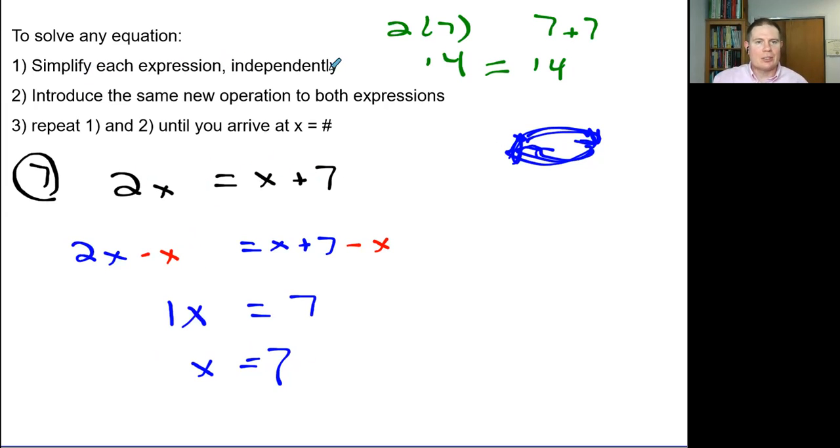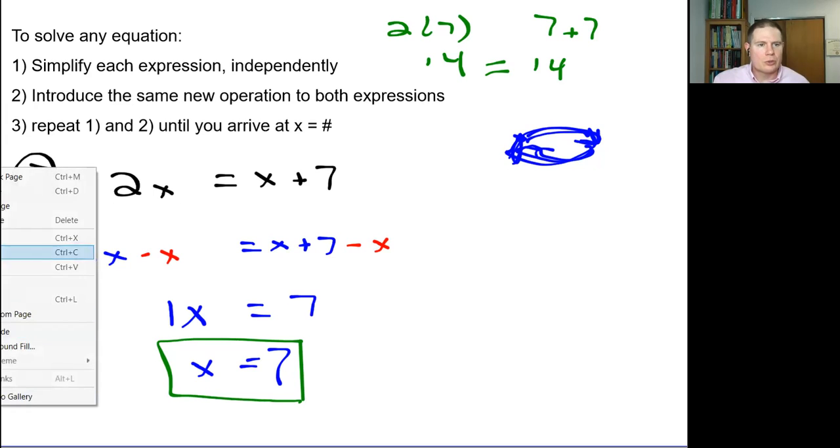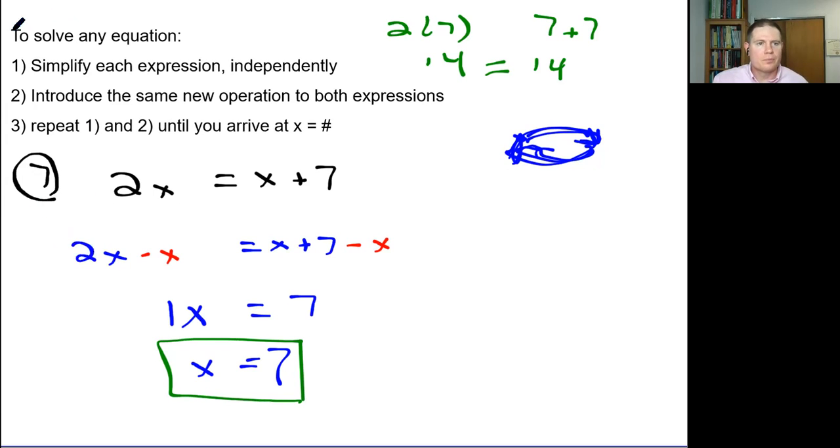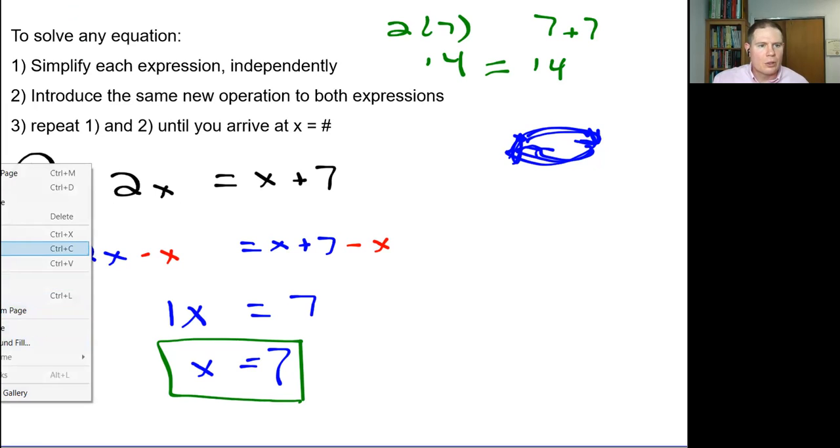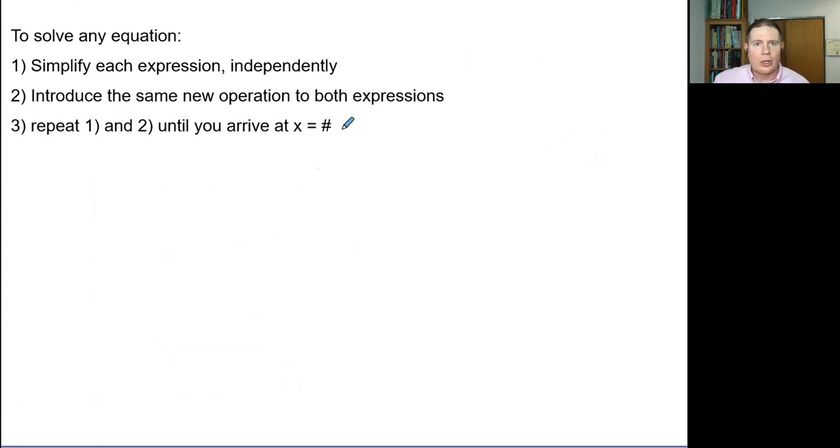I simplified each expression. There was nothing to simplify. This was already as simplified as it could get. This was already as simplified as it could get. Introduce the same new operation to both expressions. I did that. And then I simplified this to 1x. I simplified this to 7. I have x equals a number. That's what I want. So I'm done. Let's try another one of these. Let's clear the ink. Okay, I guess we're on to number 8 now.